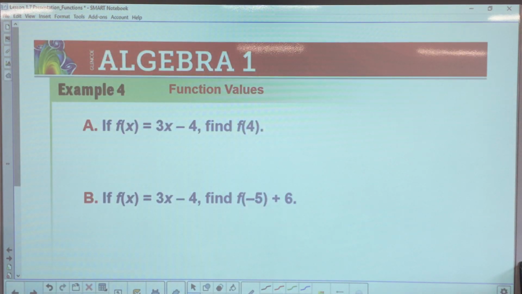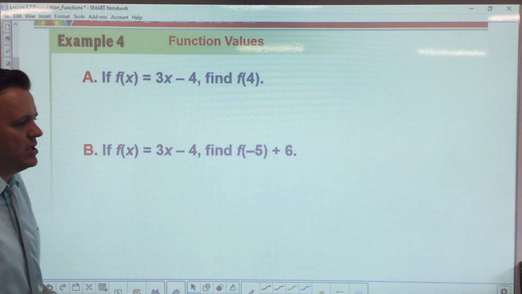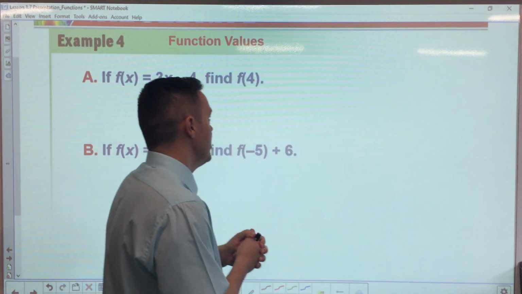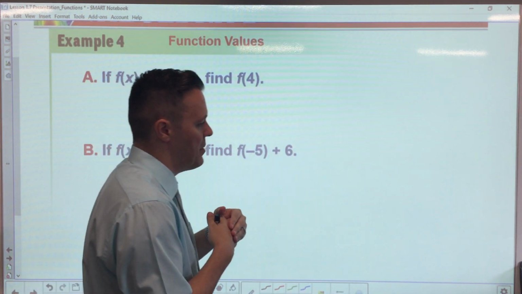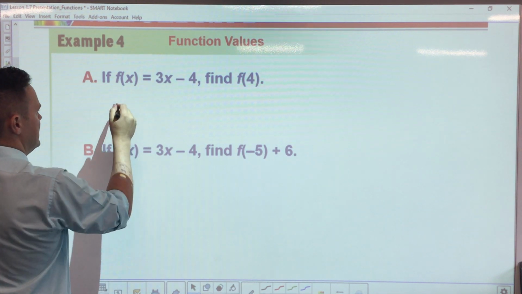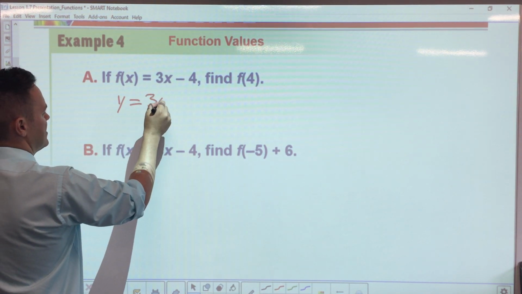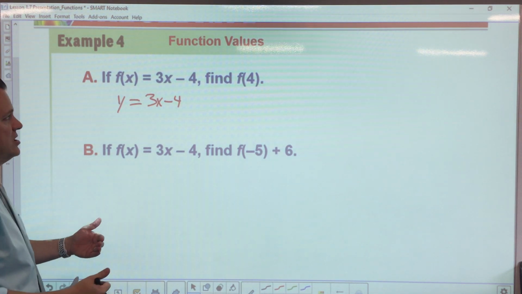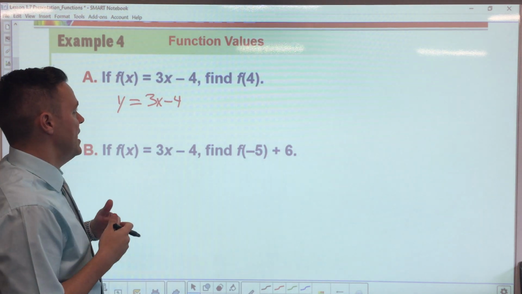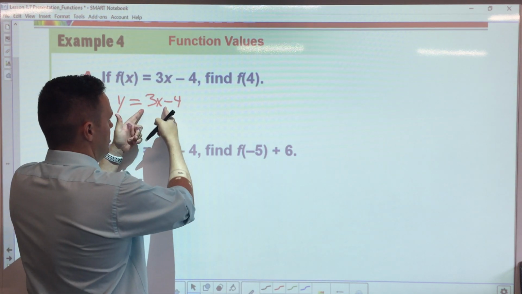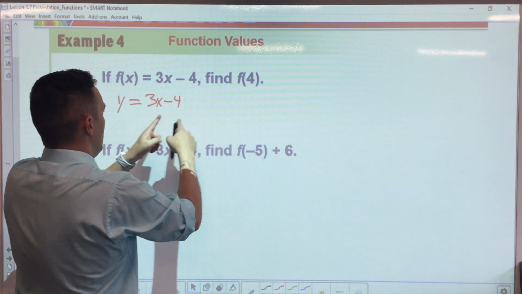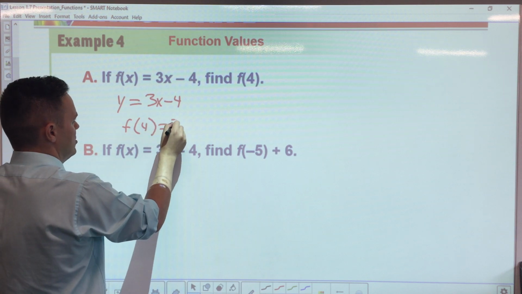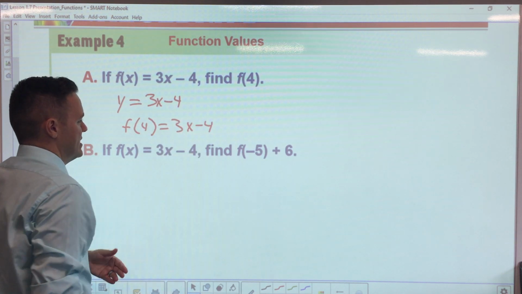Now let's talk about function values and function notation, okay? f of x is called function notation. What you're doing is taking an equation. If you look at the top of page 52, it's basically y equals 3x minus 4. But instead of putting y in there, you're putting a function notation, which is called f of x. If you want to find a value for 4, you write f of 4 equals 3x minus 4. That's how you write it out.